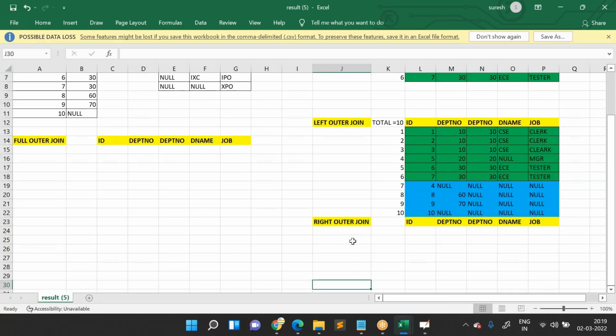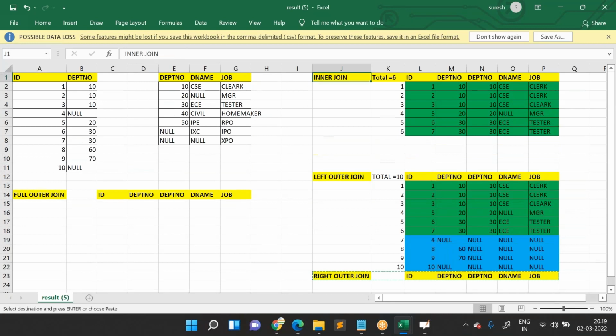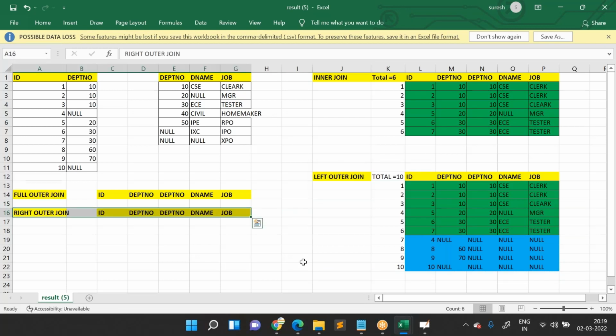Next, right outer join. What is the output for right outer join? I'm going to give some space here. So let me write the right outer join here. Later we'll move there. So what is the total records for right outer join? All the matching and non-matching records from the right table. How many matching? 6 matching. Non-matching?